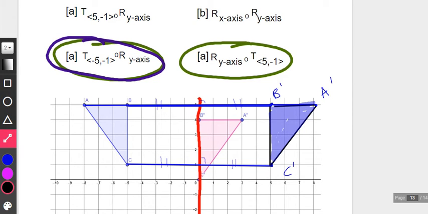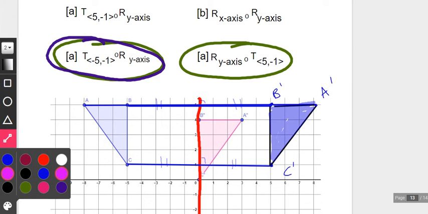Back 5, down 1. A is going to go down 5, back 1. And look at this. See how it's landing right on that triangle? That's what we're looking for. Okay, and so my final triangle will end up right where it is. So that pathway definitely works because we're seeing a mapping right back onto that final triangle.